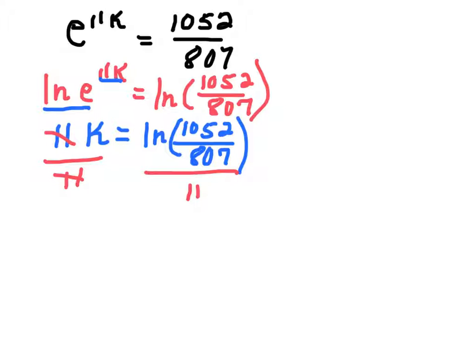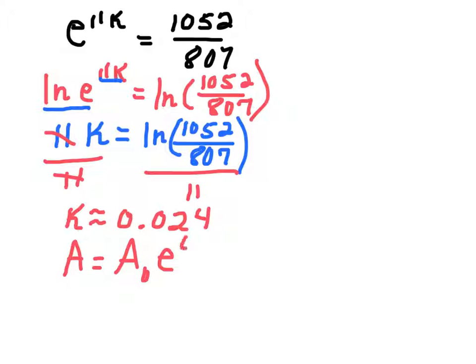And now it's calculator time. So if you take the natural log of the quantity 1,052 over 807 and then divide by 11, you'll get k is about 0.024. Okay, make sure you get that on your calculator. So the model equation is A equals A sub 0 times e to the 0.024 times t power. That's the model equation.